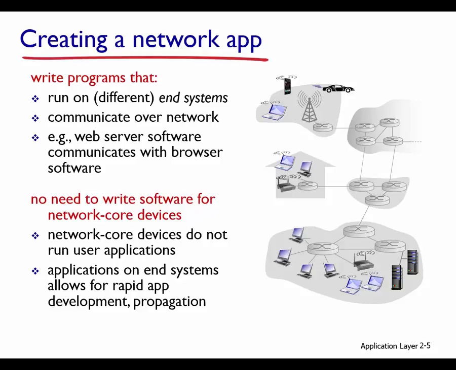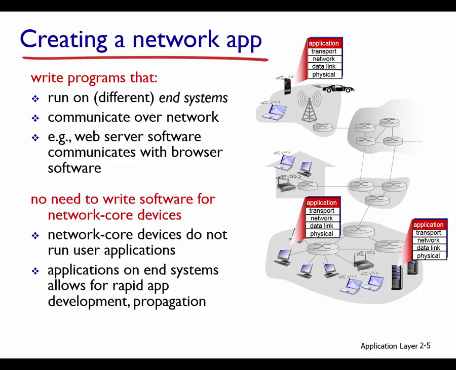There's no need to write software for network core devices. That's going to be transparent to the application developer. So there have to be some standards in place so the data can get passed on through the network, and that's where the layering comes in. At the application layer, you're basically passing on data through an API to the next lower layers. So from a functional point of view, it looks like each application is speaking to another application without any awareness of what's happening below the application layer.